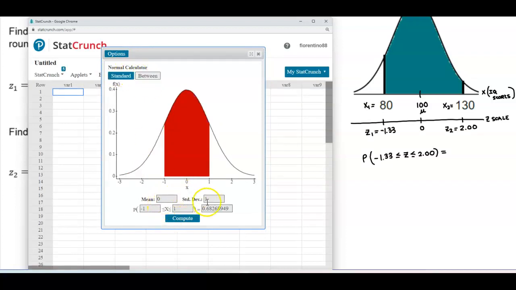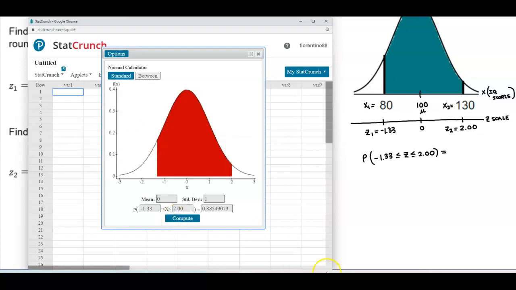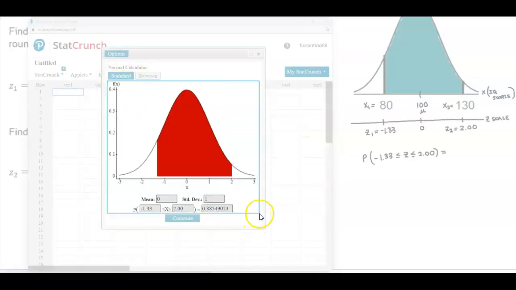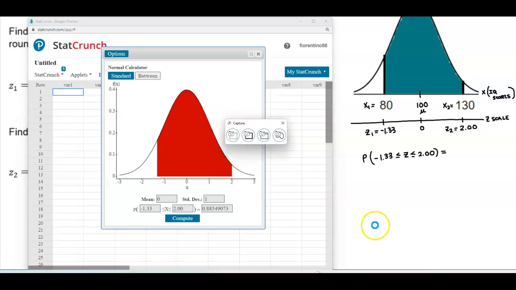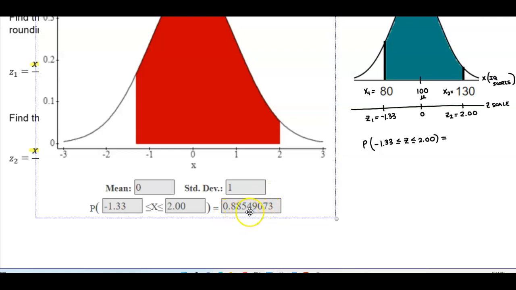We know the mean is 0, the standard deviation is 1. So the value on the left should be negative 1.33, and the value on the right should be 2.00, and then we're going to select Compute. Then we're going to copy and take a look at our probability. So you can see here that we get the following probability, and we're going to round that to 4 decimal places. So that means we're going to get 0.8855.